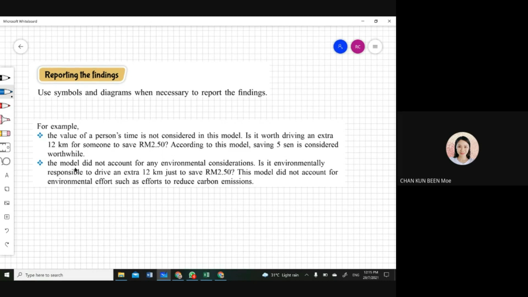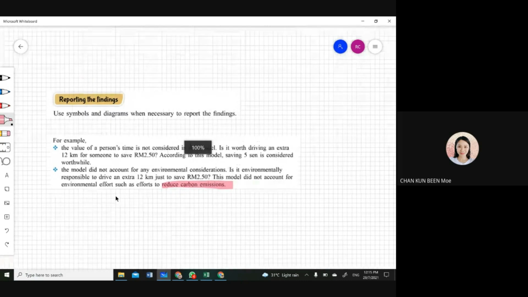Now, the second one, the model did not account for any environmental consideration. Is it environmentally responsible to drive an extra 12 kilometers just to save 2 ringgit 50 cent? What does it mean over here? It means it did not account for environmental effort, such as effort to reduce carbon emission. So it's not environmentally friendly anymore because they are emitting carbon. Okay, so you understand over here? Yes, it's a very long topic with all of the explanation.